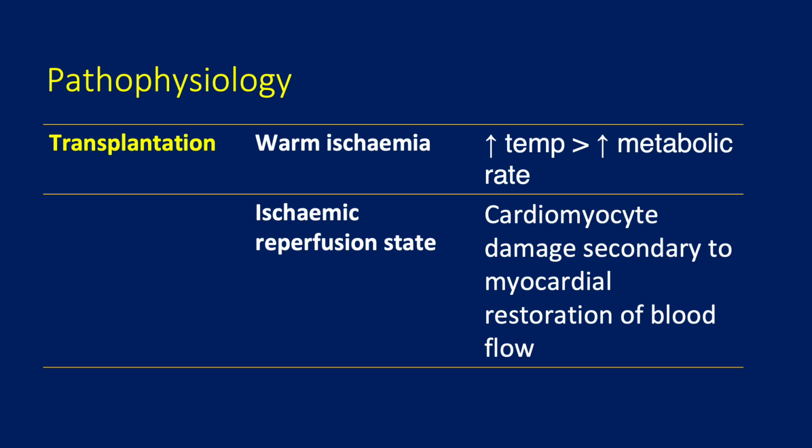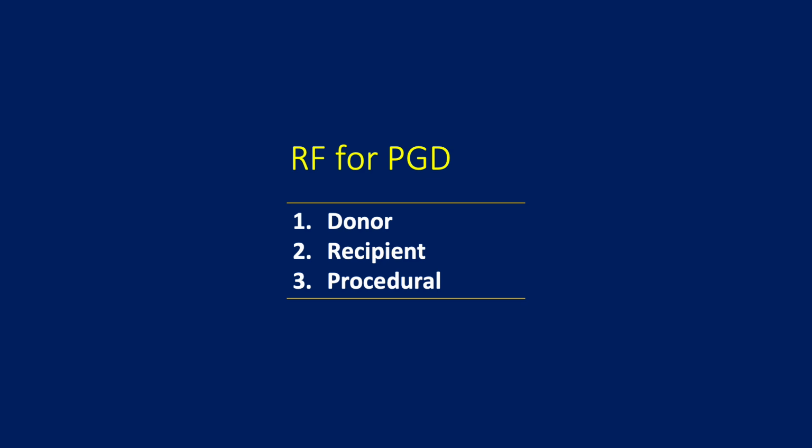The next is the ischemic reperfusion injury. This refers to the cardiomyocyte damage caused by the restoration of blood flow to the myocardium. Upon release of the recipient's aortic cross-clamp, reperfusion of the donor heart leads to calcium overload and the generation of oxygen-free radicals. So what are the risk factors for primary graft dysfunction?